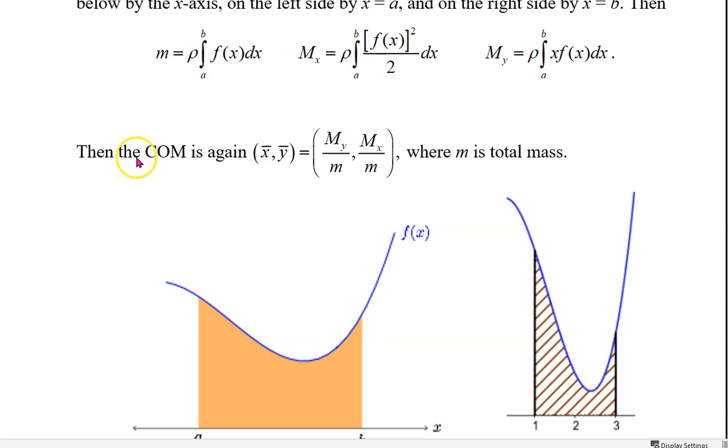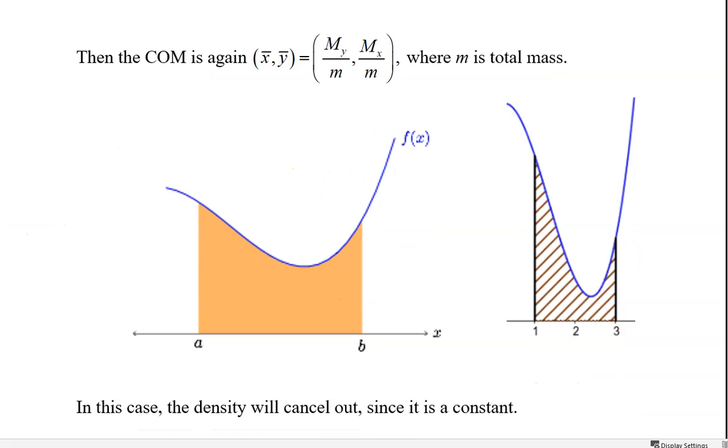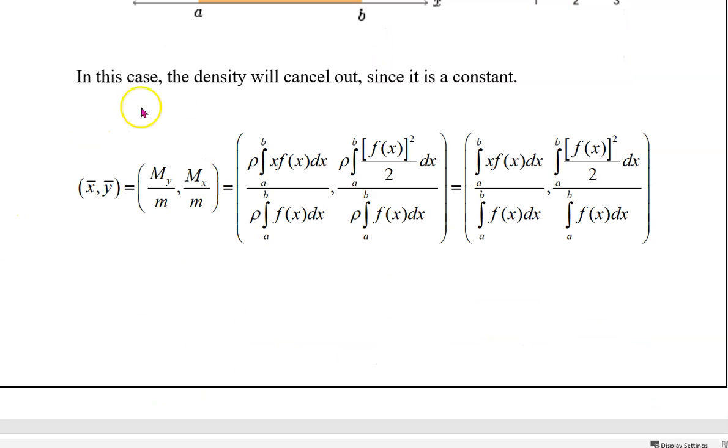Our center of mass will be x bar, y bar, which is the moment in the y direction divided by total mass, and the moment in the x direction divided by total mass. In this case, the density is going to cancel out of the location of the center of mass and, of course, the centroid, because the density is constant. Rho divided by rho gives you 1, so it cancels out of both, and we end up with this formula here.